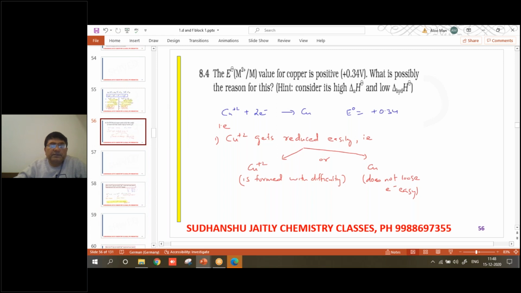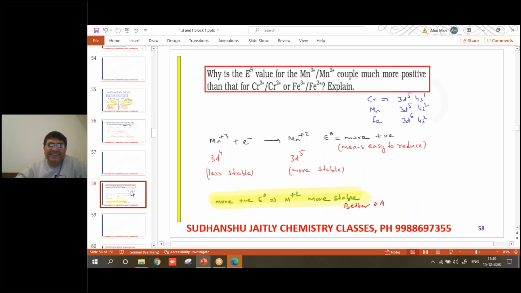Again, dear friends, see, the E naught value for copper is positive. What could be the reason for this? Either atomization is more, ionization energy is more. Oh, it has come. Got it? It has come. That's the answer. This is the difficult topic here. After this everything is very easy.